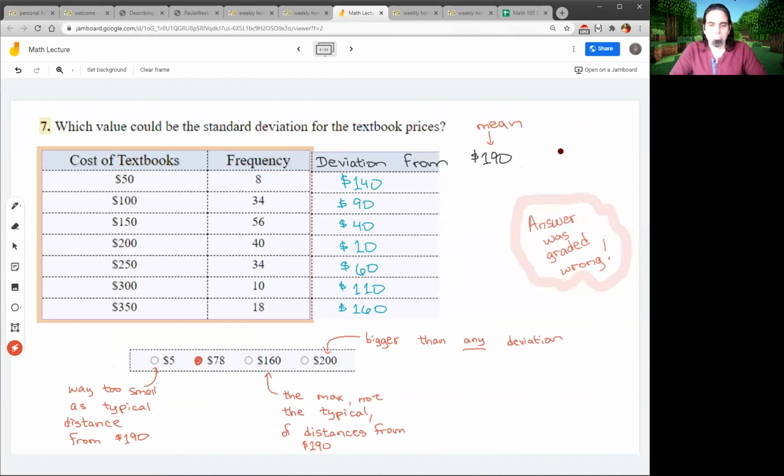Okay. And is that always from the mean? That's what the word deviation means. It's always from the mean? Okay. Mhm. Thank you. You're welcome.